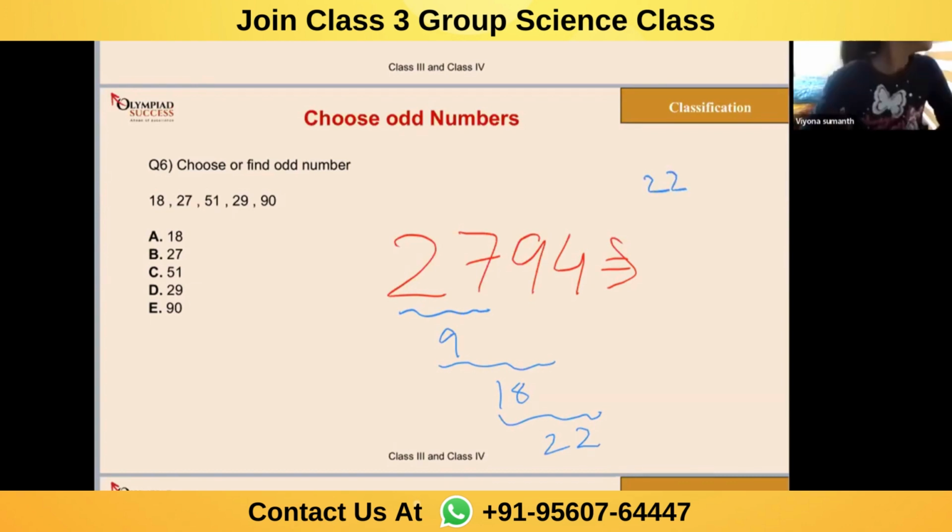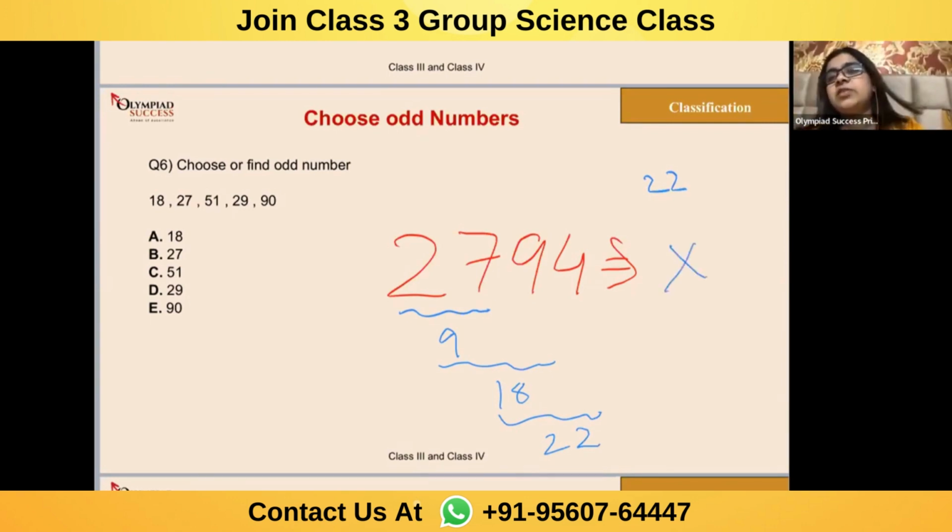No. Does it come in the table of 3? No. Because it does not come in the table of 3, this number will also not be divisible by 3. Had this number been 93, Navya, pay attention. Navya also has a doubt. Had I made it 93, the sum would become how much?